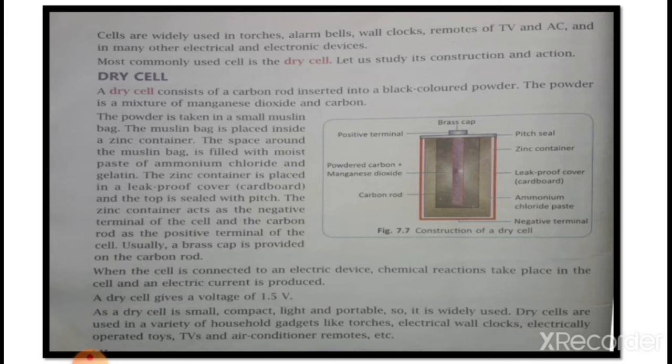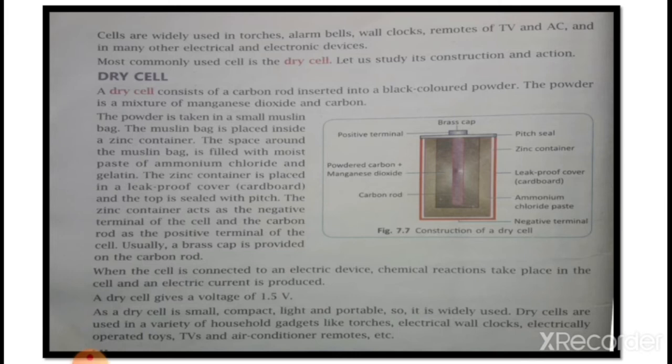As a dry cell is small, compact, light and portable, it is widely used. Dry cells are used in a variety of household gadgets like torches, electrical wall clocks, electrically operated toys, TVs and air conditioners, remotes, etc. So children, we are discussing the construction of a dry cell.